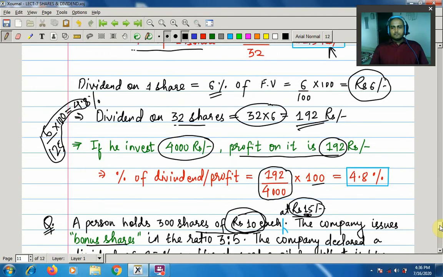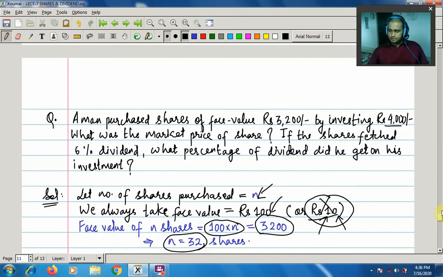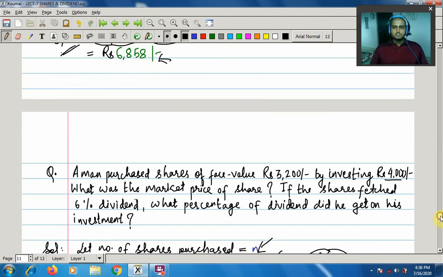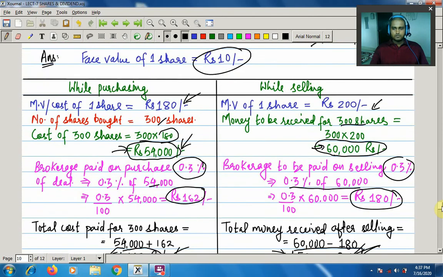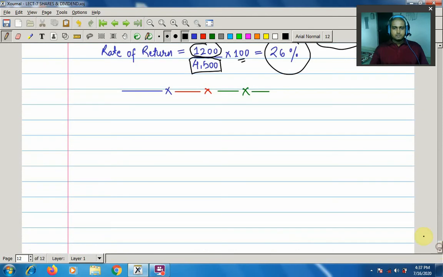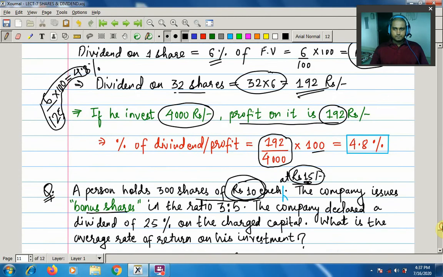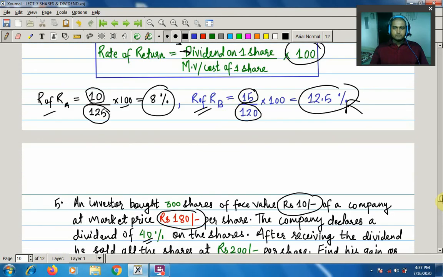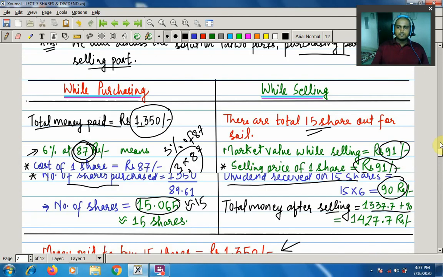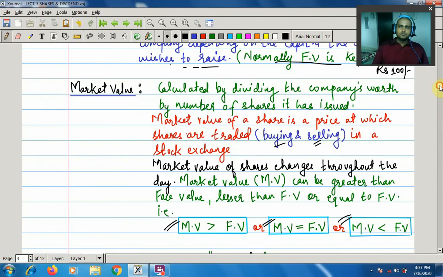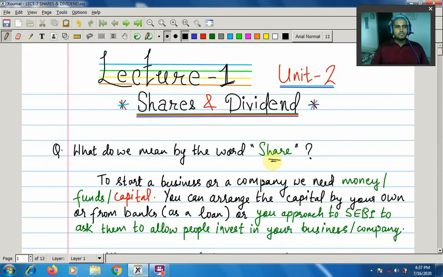And with this lecture, I think this is 55 minutes lecture on shares and dividends. It's more than sufficient to cover all the topics from unit 2. Okay, so with this, unit 2 is also finished. So I have finished unit 2 in one lecture. So it's pretty lengthy lecture, but okay. So I have taken one lecture on unit 2, shares and dividend.